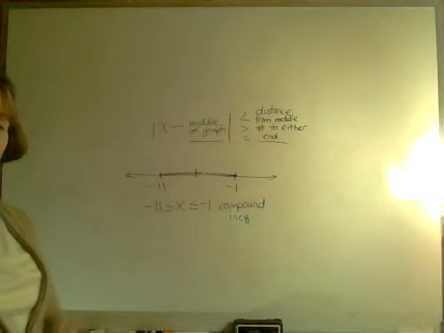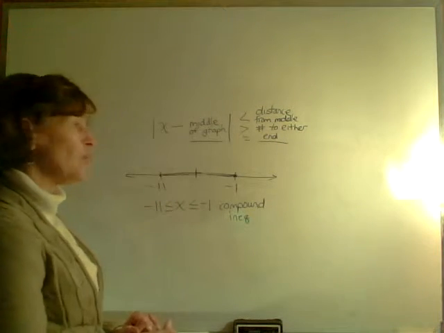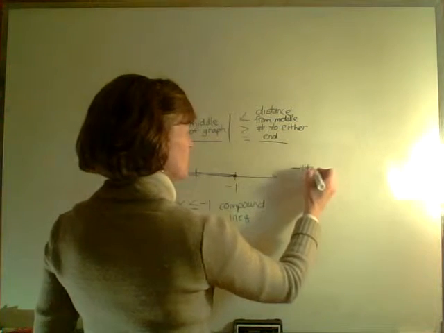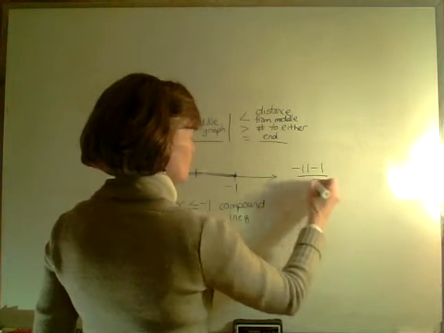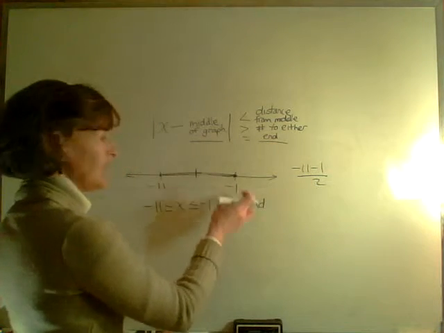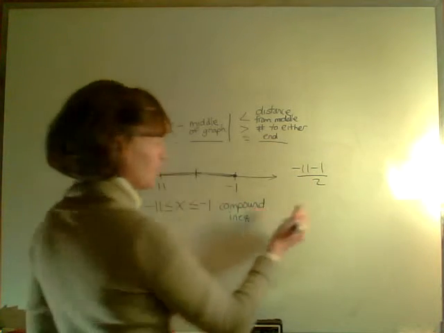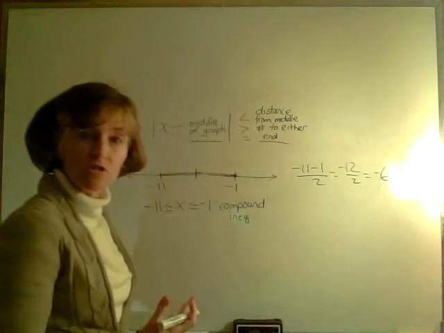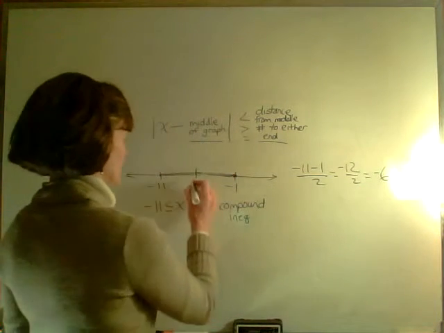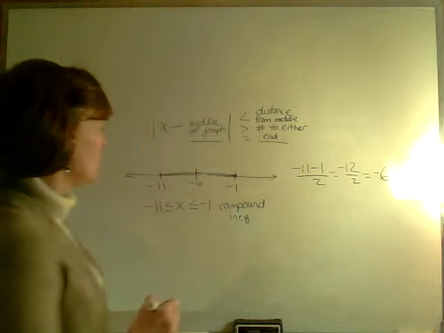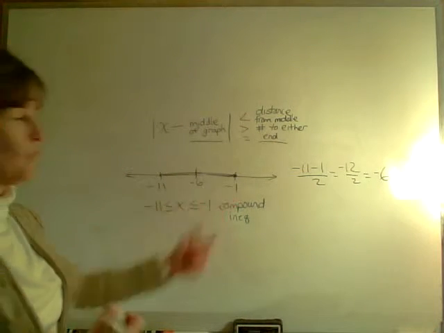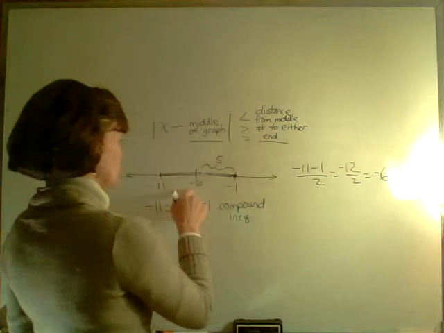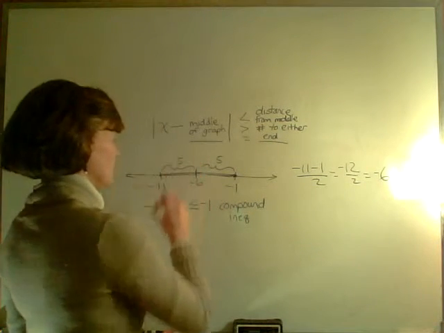To get the middle of two things, you add and divide by 2. You take an average. So negative 11 minus 1 over 2. I'm adding negative 11 and negative 1, and I'm dividing by 2. That's negative 12 over 2, which is negative 6. So my middle number is negative 6. How far is it from negative 6 to negative 1? It's 5 units, just like it's 5 units on this end.